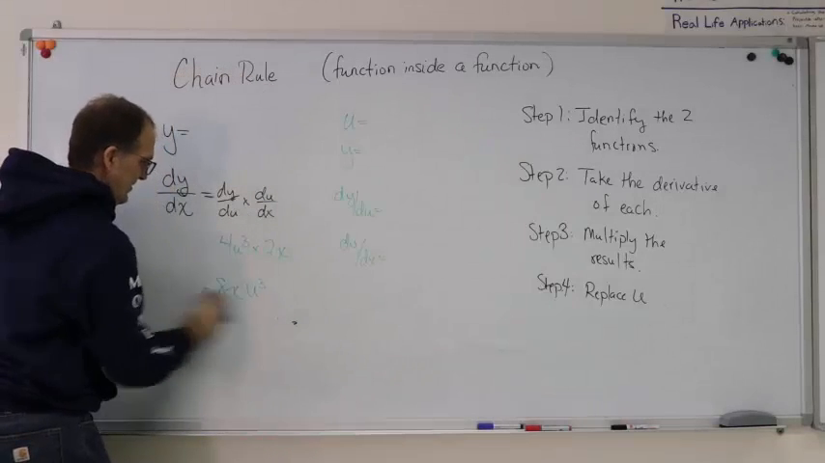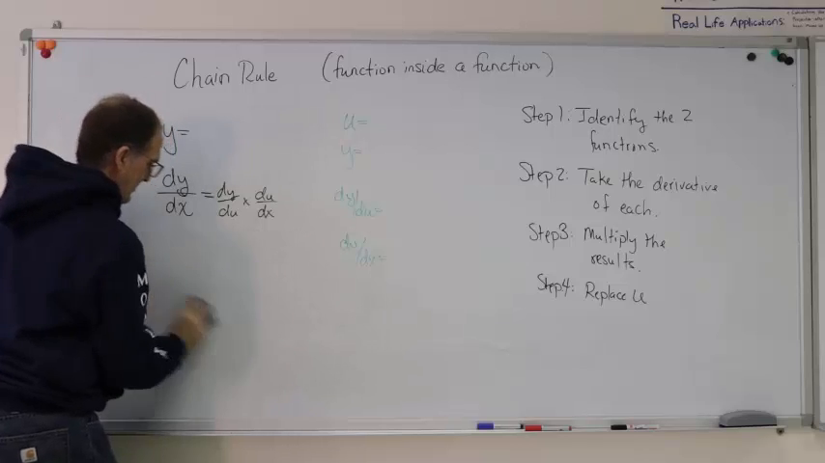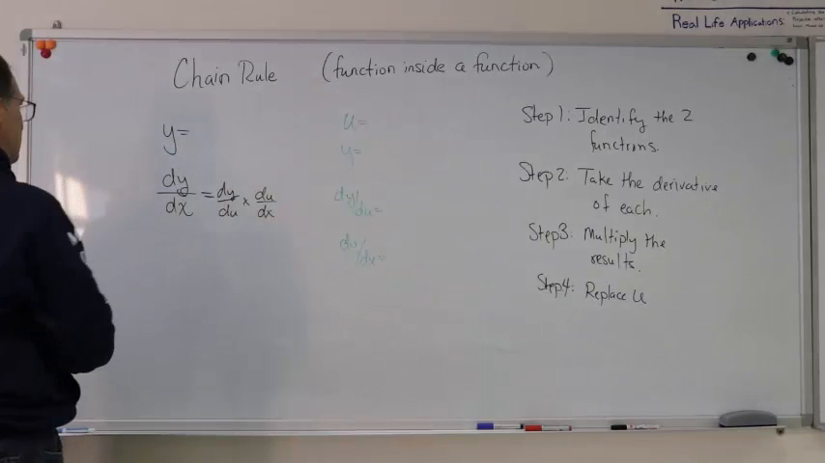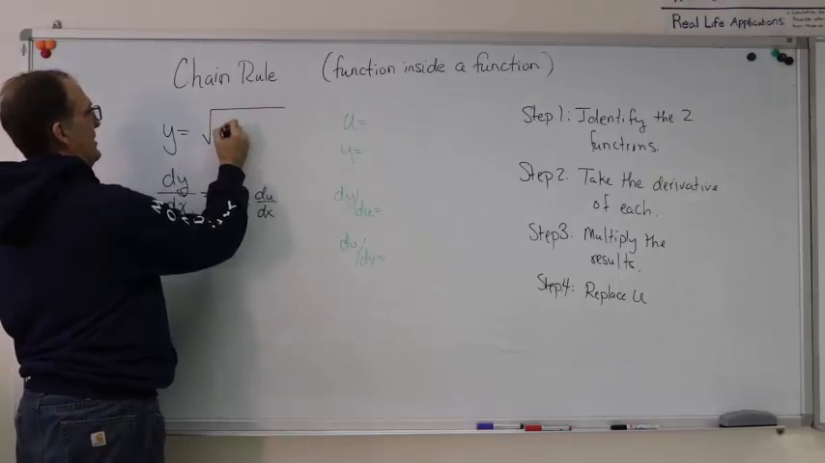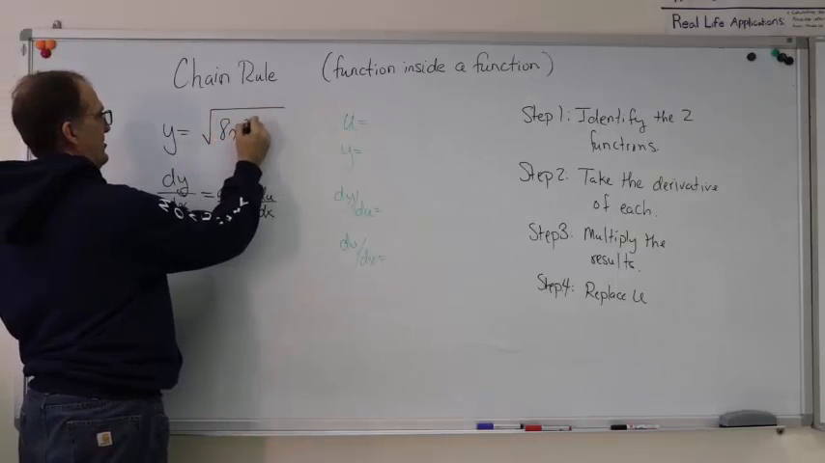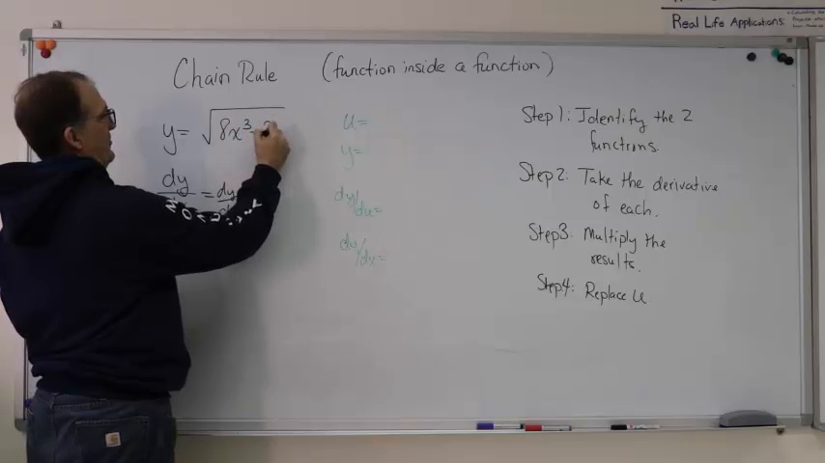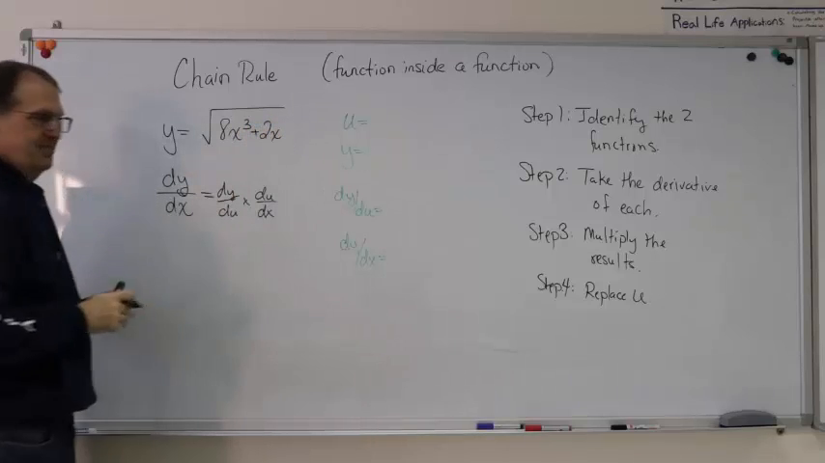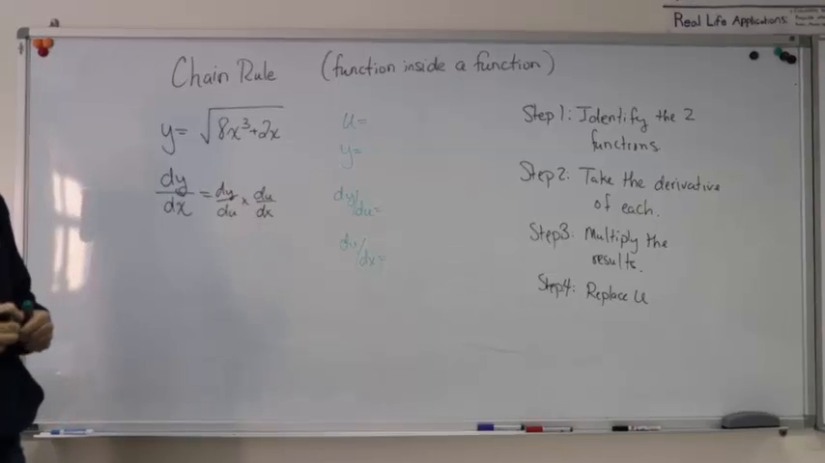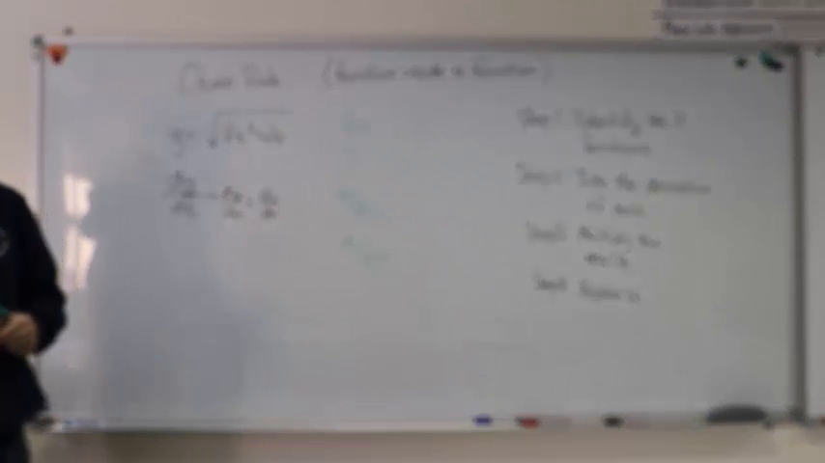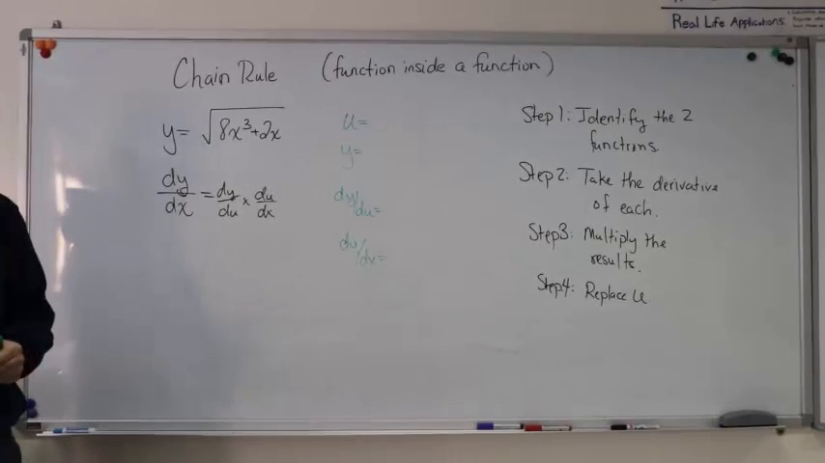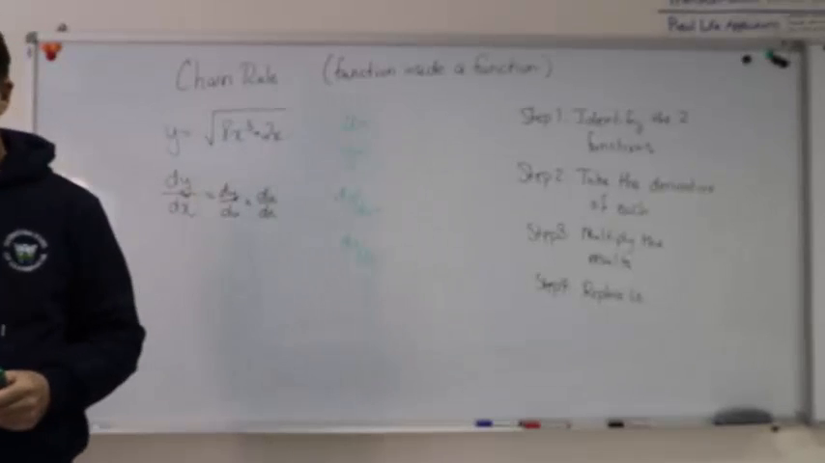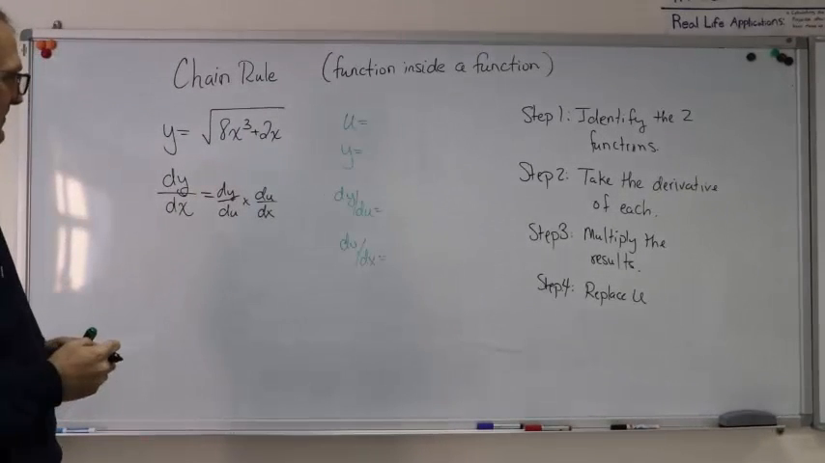Now, this next one is the square root of 8x cubed plus 2x. So here the question is, what's the function inside the function? And let's see. I think I have an idea. All right.